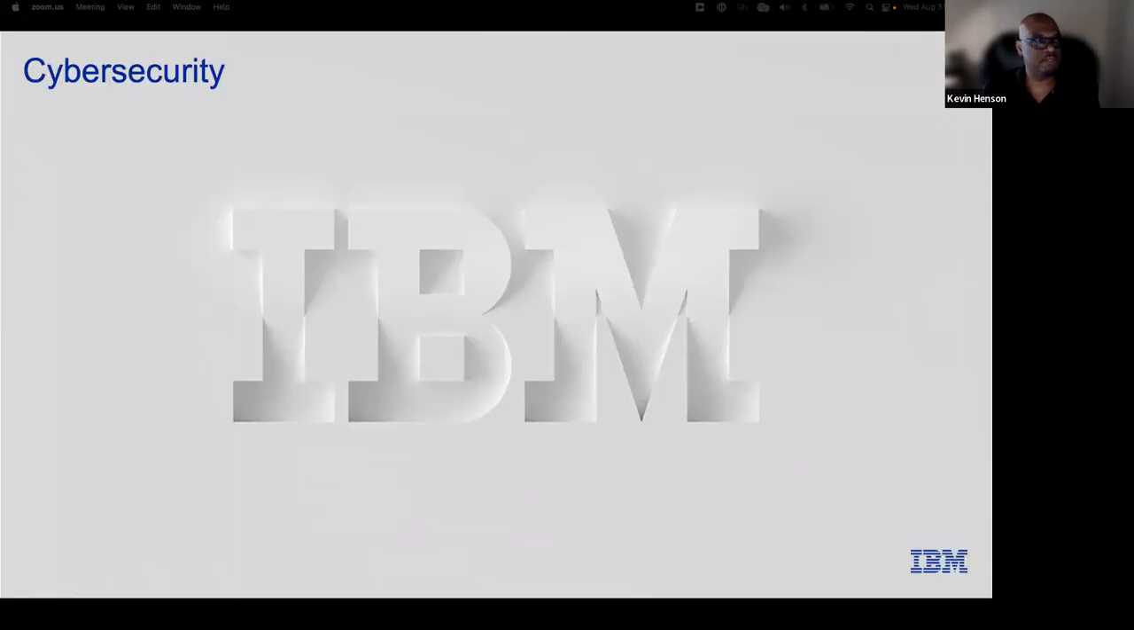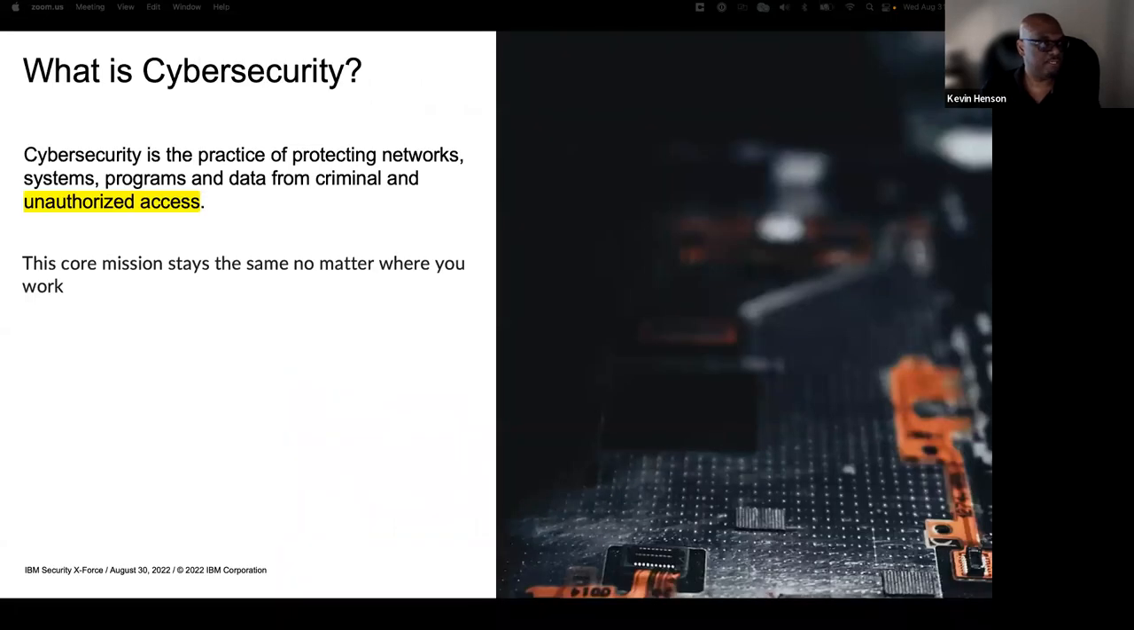So now we're going to talk about getting started with cybersecurity. And so what is cybersecurity? It's defined as the practice of protecting network systems, programs, and data from criminal and unauthorized access.